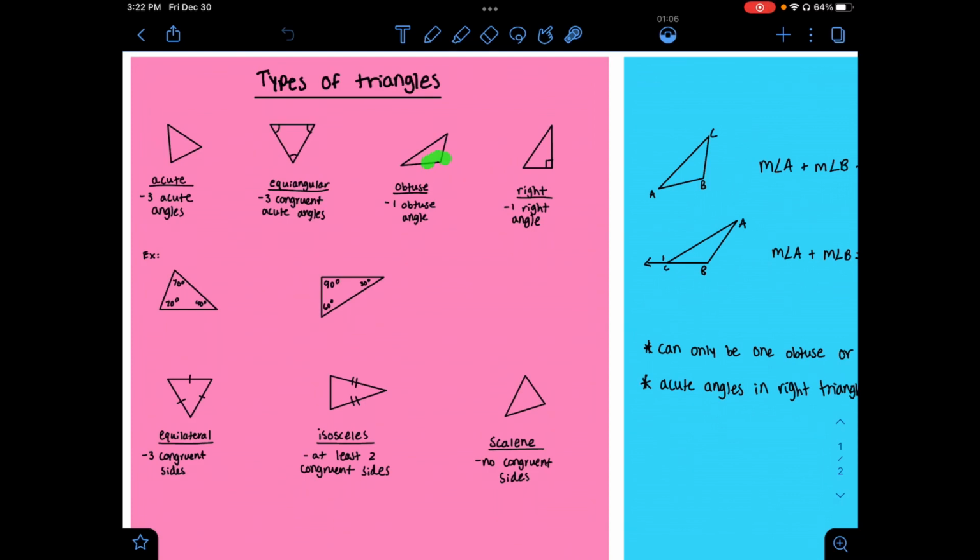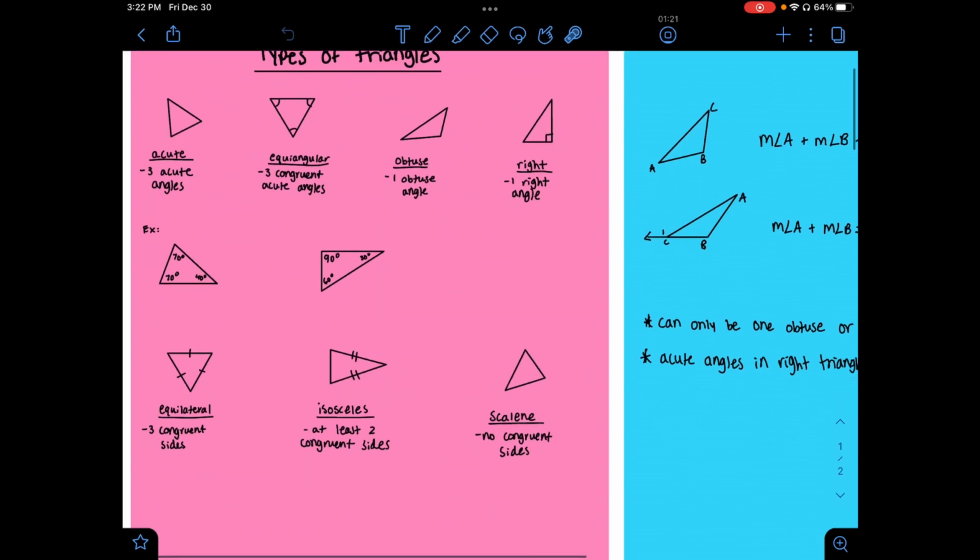Then we have an obtuse triangle, which is when there's one obtuse angle. In this one, this is the obtuse angle, and these 2 are acute. And then a right triangle is when there's one 90-degree angle. Normally, if you're given a picture of a triangle and it wants you to know it's a right triangle, it'll have this little box where the 90-degree angle is.